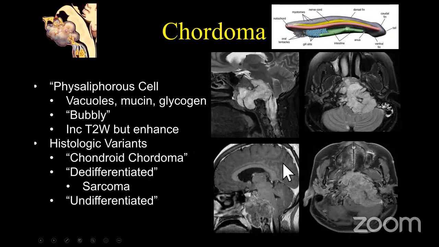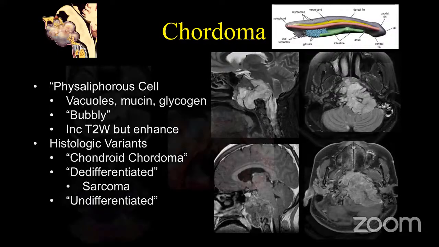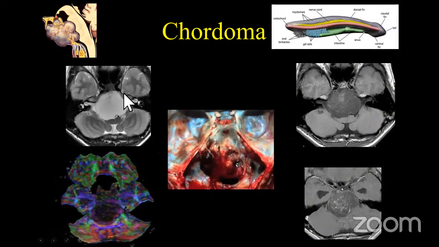Now, later on, we're going to talk about a tumor that can have a similar appearance to this that can involve the clivus. And I just want to point out that chordomas have high T2 signal, because as you'll see in a few slides, that can help you differentiate this from a different type of tumor. Now, chordomas, again, another example, high signal on T2, they can enhance with contrast.